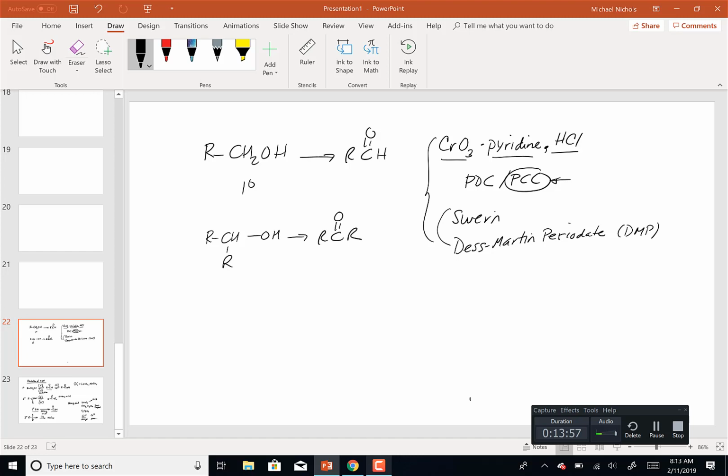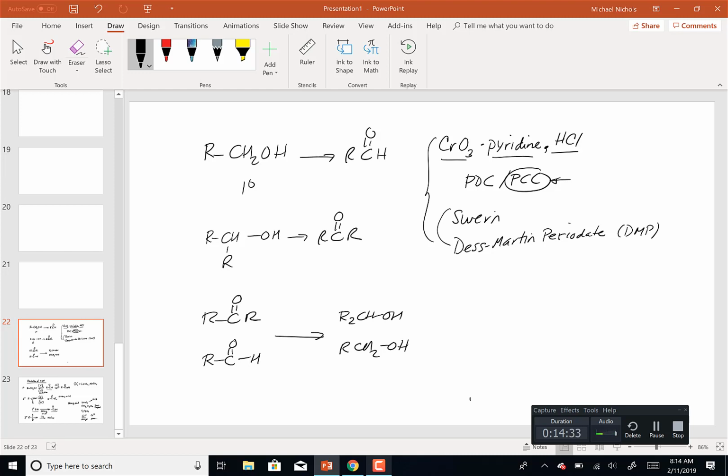Now, as far as the reduction scheme goes, of taking a ketone or an aldehyde down to their respective secondary alcohols and then our primary alcohols, we can always use lithium aluminum hydride and sodium borohydride. They will always work. However, there is a hydrogen reagent that will also work.